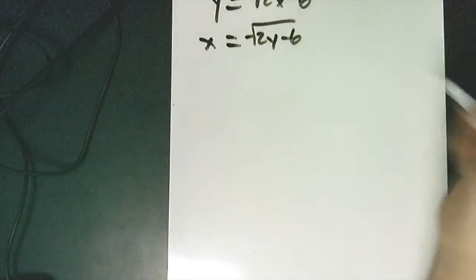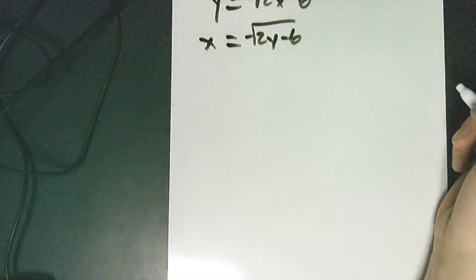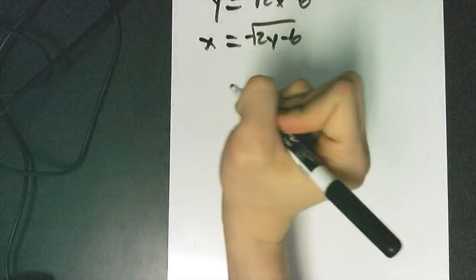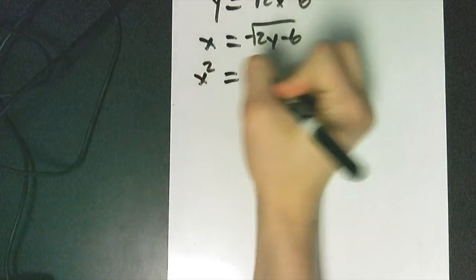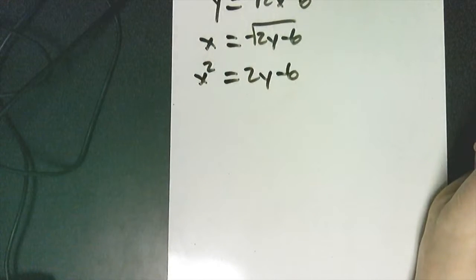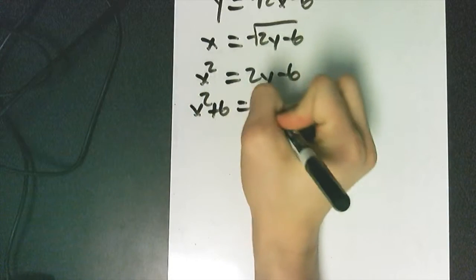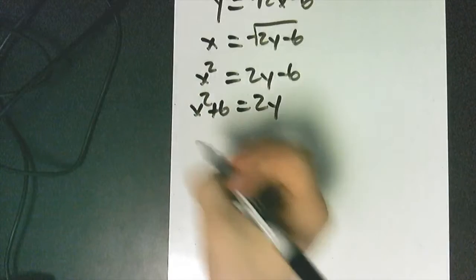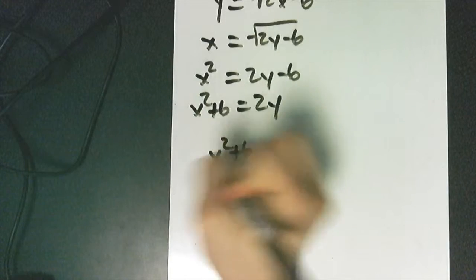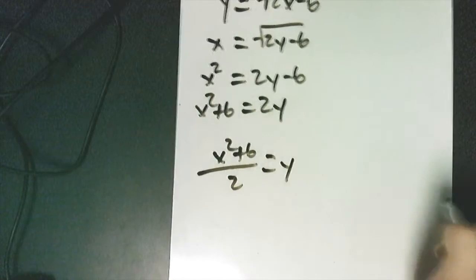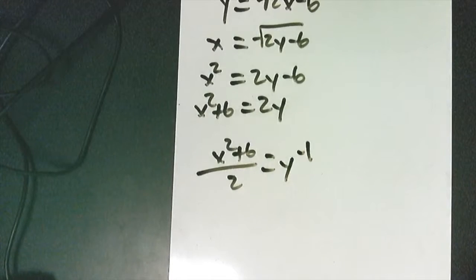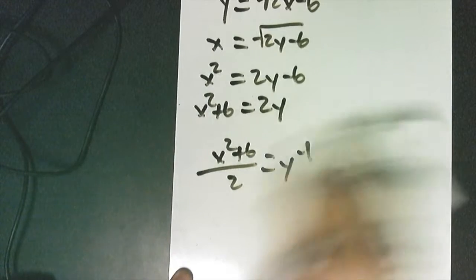The next equation we're going to do is going to be a square root function. First, you want to flip your x and y values. Then you want to square both sides of the equation. Then add 6 to both sides. Now subtract by 2 to get y by itself. And then put a -1 next to y to indicate that it is inverse.